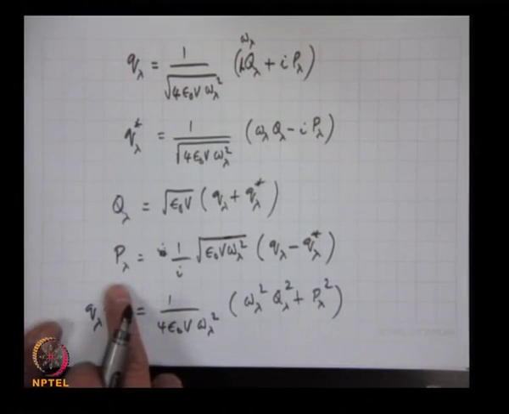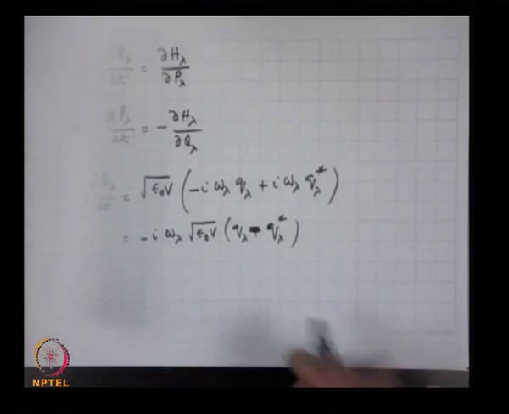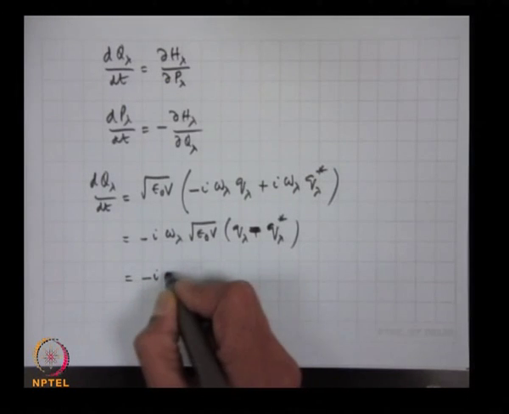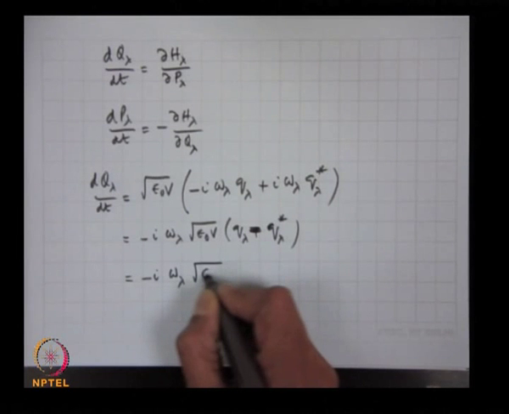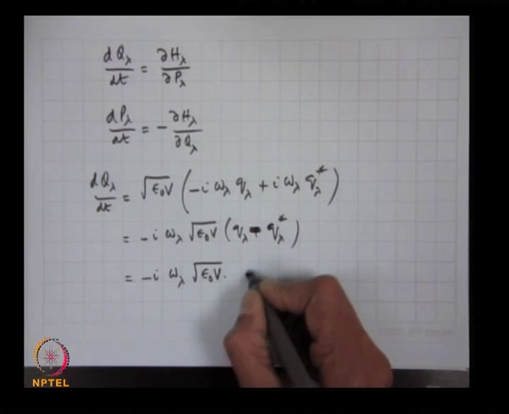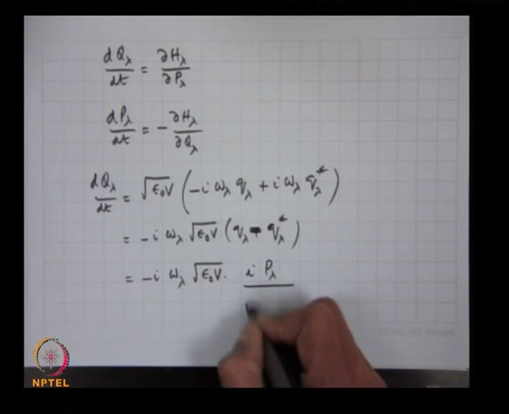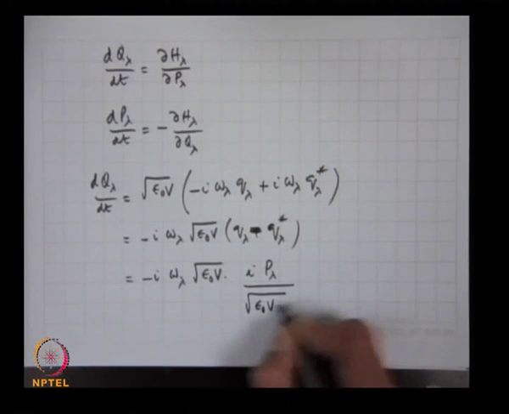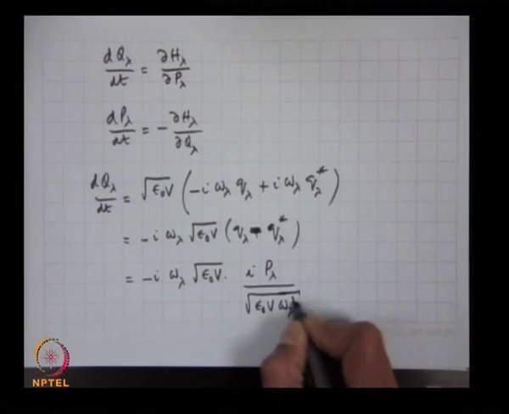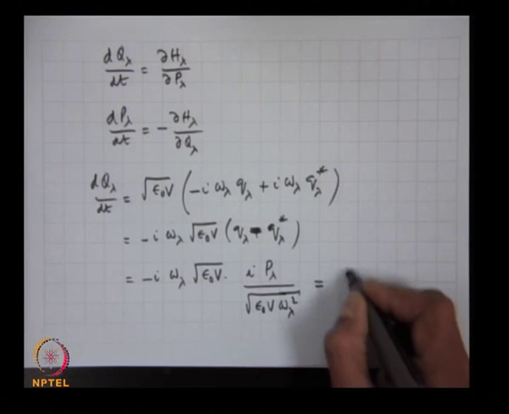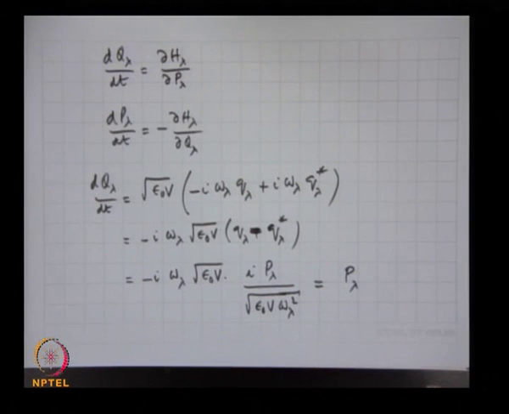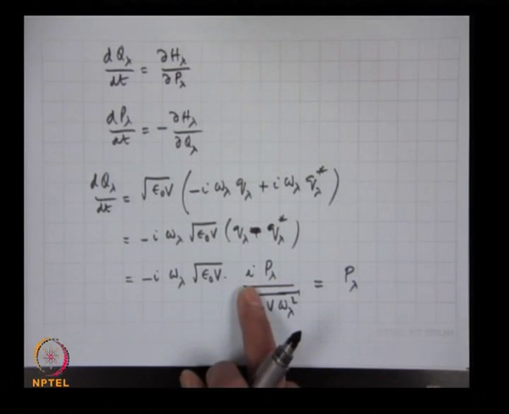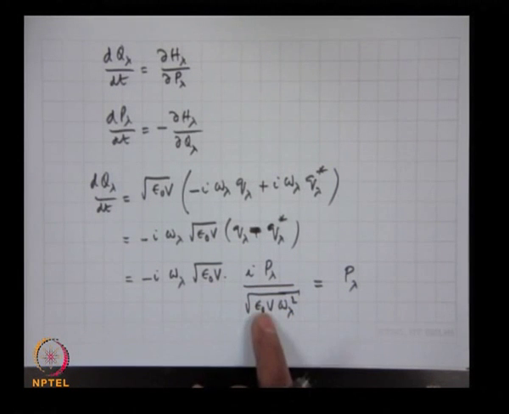and q lambda minus q lambda star can be written in terms of p lambda. So if I substitute for q lambda minus q lambda star, this is minus i omega lambda square root of epsilon 0 V into i p lambda divided by epsilon 0 V omega lambda squared. So this is equal to minus i into i, which is plus 1, omega lambda cancels off, square root of epsilon 0 V cancels off, and I get p lambda. So dQ lambda by dt is P lambda.